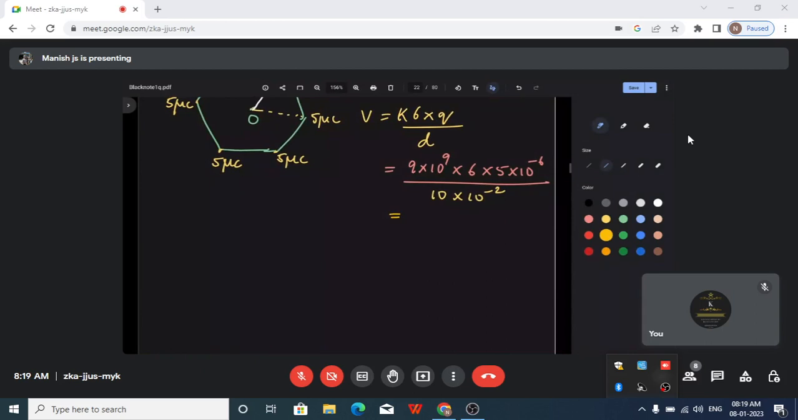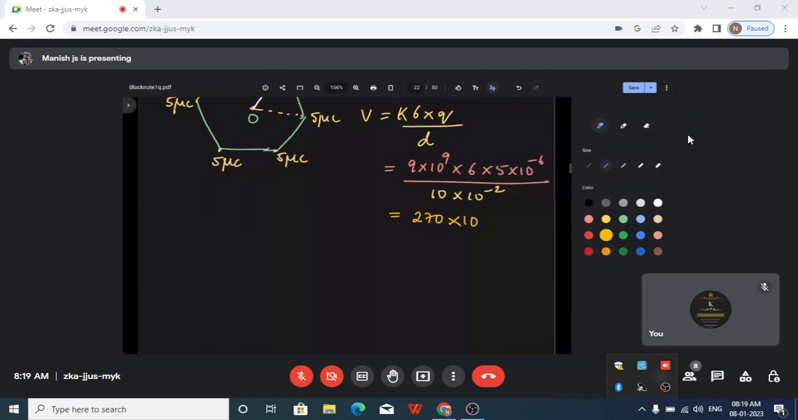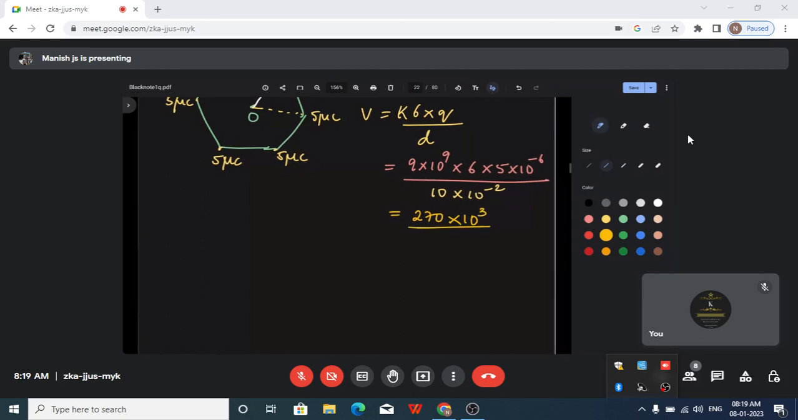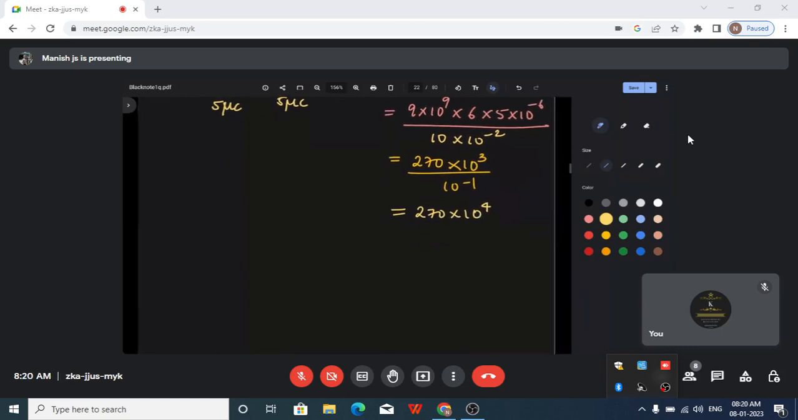Okay? 6 5s are 30. 30 times 9. 3 9s are 27, right? So 270 into 10 to the power, on top you have 9 and minus 6. So 10 power 9 minus 6 is 3. 10 power 3, isn't it? Divided by, below, a 10 power minus 2. Minus 2 and the plus 1, you get minus 1, sir. And finally you will get 27 into 10 power 4.